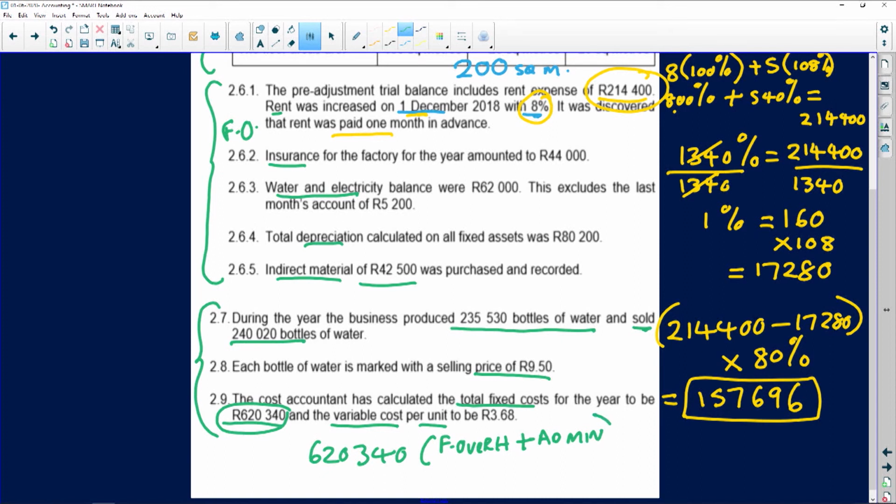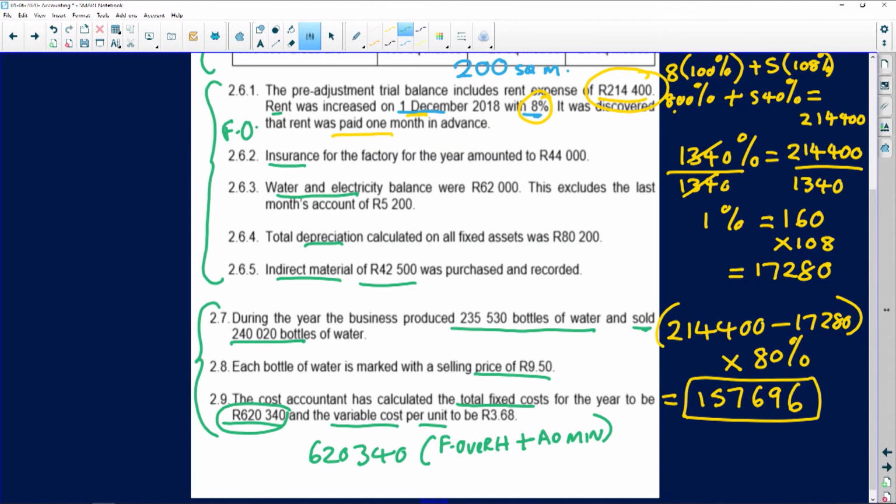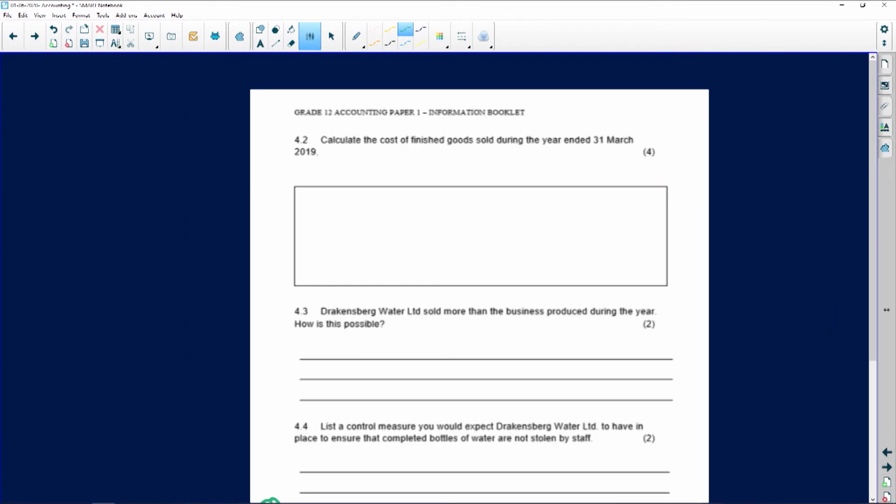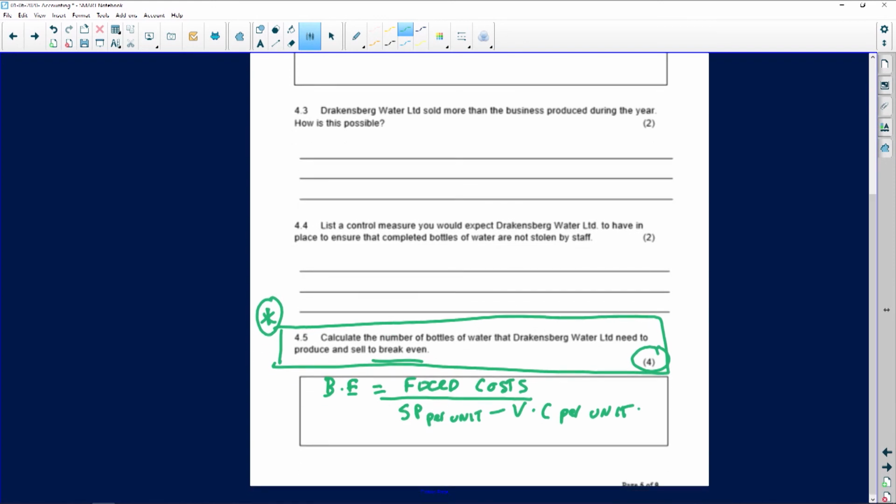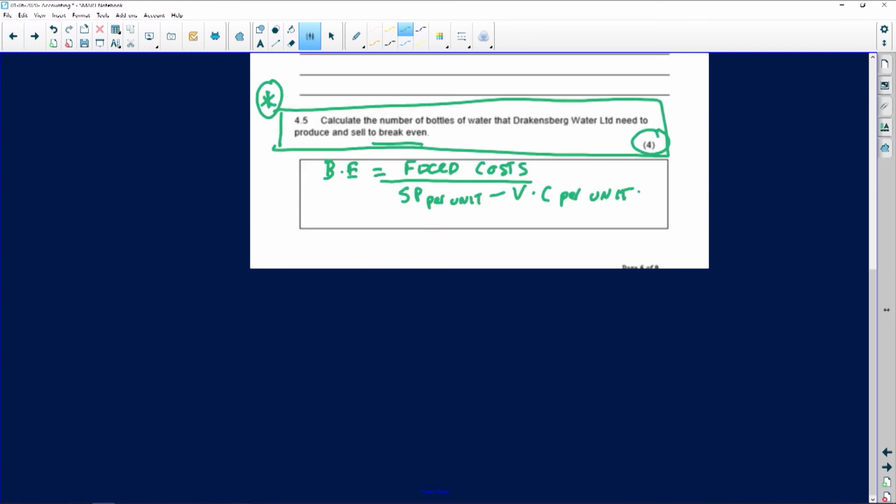But in this case, the calculation is done for us. But in the event of it not being completed, please make sure that is how you calculate your fixed cost. So let's take that fixed cost through. 620,340. Okay, I'm just going to extend the page there. So I've got 620,340. Right, so that is obviously my fixed cost.